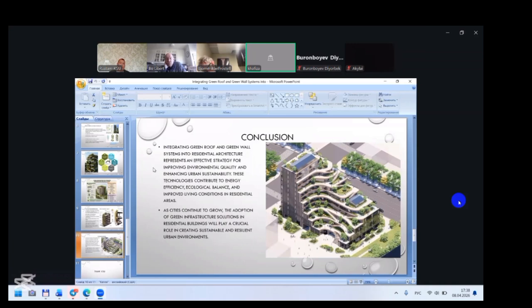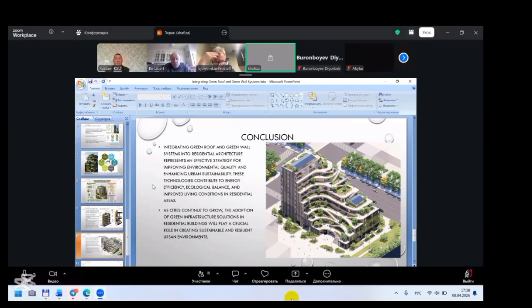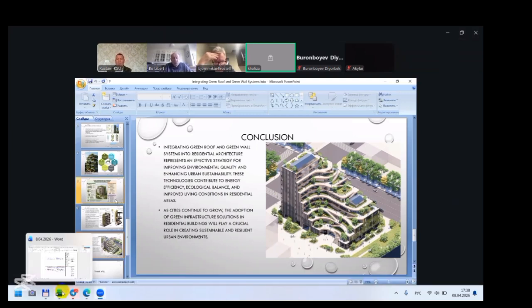In conclusion, the integration of green roof and green wall systems is important for modern residential buildings. They help save energy, improve air quality, and create a healthier environment for people. These technologies also support the Sustainable Development Goals developed by the United Nations. This also helps cities become more sustainable. Thank you for your attention, and I'm ready for the comments and questions.